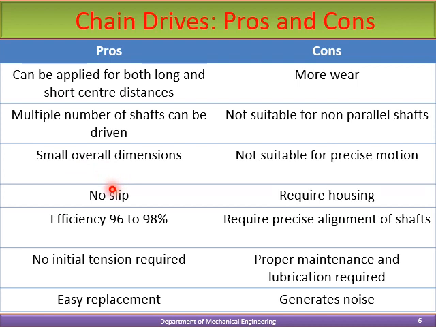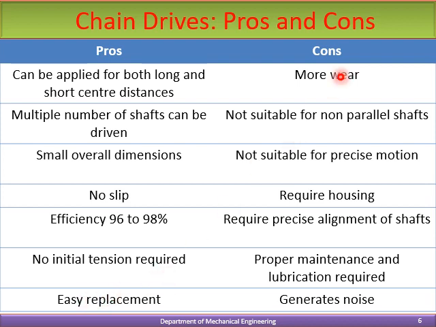The chance of slip is very small; we can say it is a no-slip condition, and the efficiency of the chain drive is high for a properly lubricated chain. The efficiency of the chain drive is from 96 to 98%. Chain drives do not require initial tension, therefore the forces acting on the shafts are reduced, and the chains are easily replaceable. And what are the disadvantages?